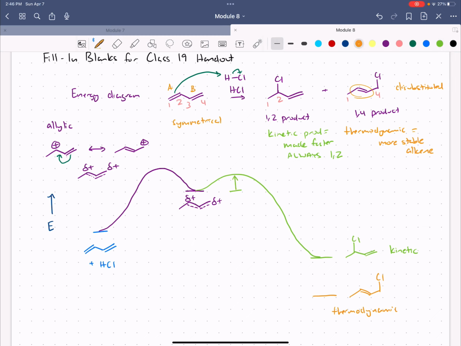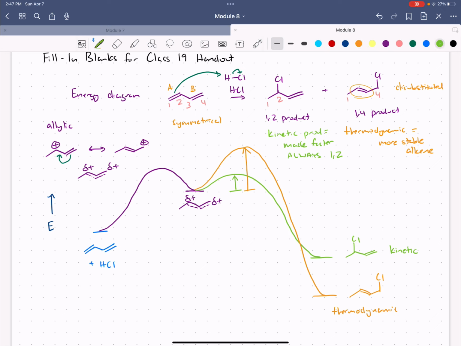The thermodynamic in this case is the one that's made slower. So how do I represent slower? I represent it by having a bigger hill. But it gives me the product that's more stable. So how do I represent more stable? Lower endpoint. So the bigger hill, but the lower endpoint. This is what's determining the major product.